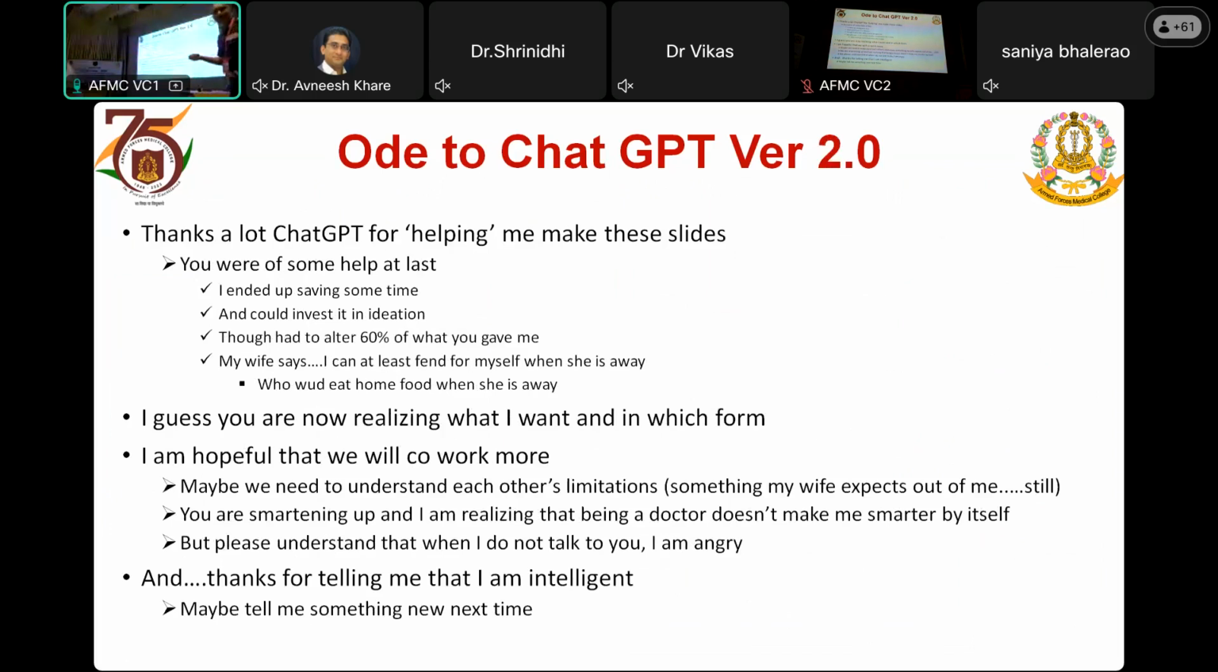Swiggy, Zomato, Zindabad. I guess you're not realizing what I want and in what form. I am hopeful that we will co-work more. Maybe we need to understand each other's limitations. You are a smart one. And I'm also realizing that being a doctor doesn't make you smart by itself. And please understand that when I do not talk to you, I'm angry. And thanks for telling me that I'm intelligent. Maybe tell me something new next time.